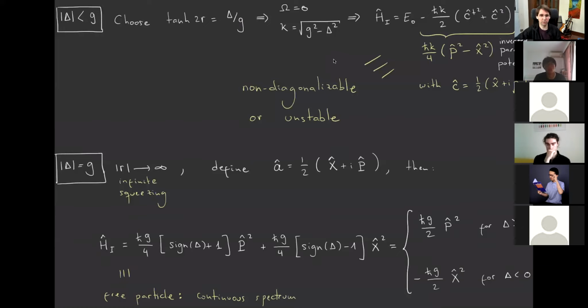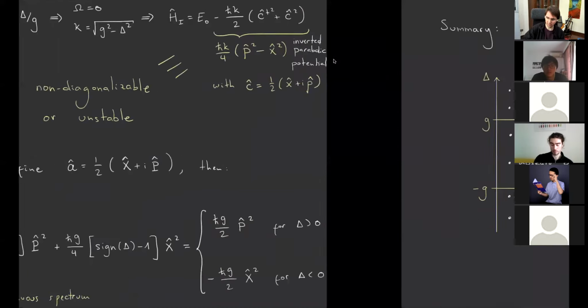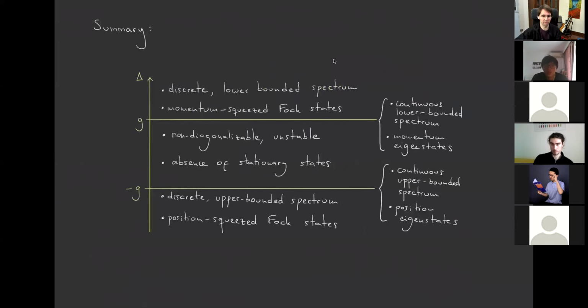So we have a continuous spectrum, and as eigenstates we have the momentum eigenstates for delta positive and the position eigenstates for delta negative. So then we have a very interesting situation, which you see in the following summary. Let me just summarize. I already made the table. You don't need to copy it because you will have it right after the lecture. So let me just explain it to you.